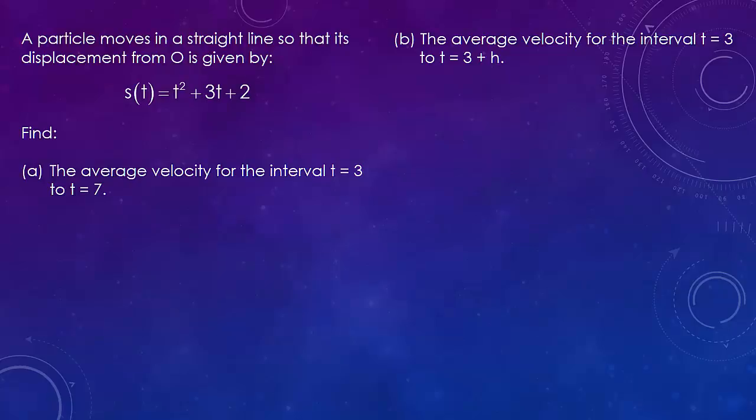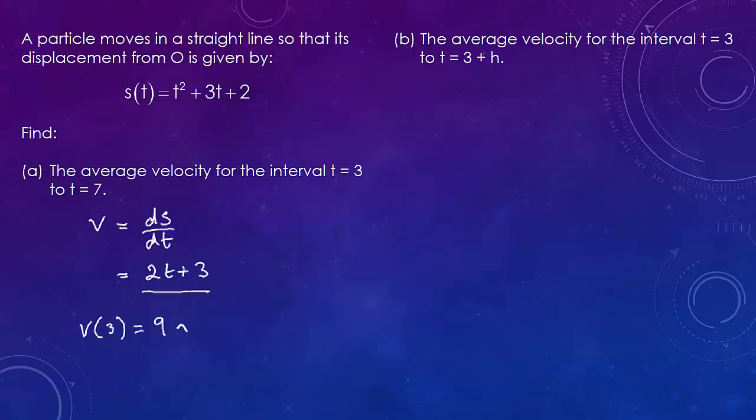So we're going to need an expression for velocity. So velocity is going to be ds dt. So that's going to be 2t plus 3. So v of 3 is going to be 2 times 3, 6 plus 3 is 9. I put meters per second, but actually I was given no indication of the units, so we'll just leave it unitless. And v of 7 is 14 plus 3, which is 17.